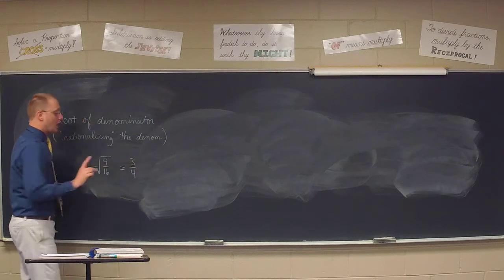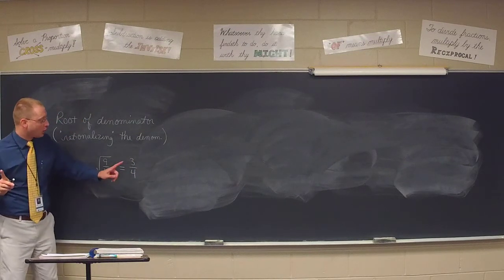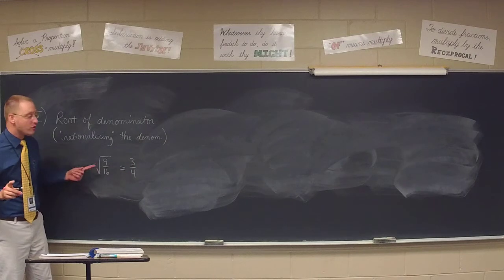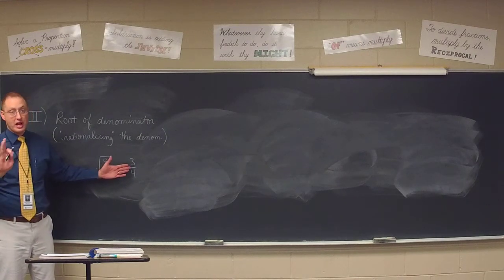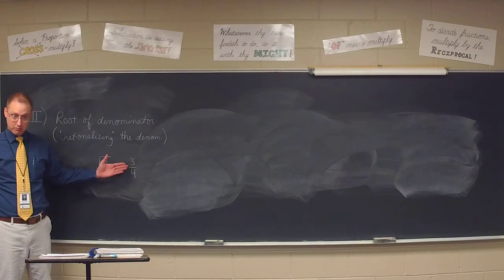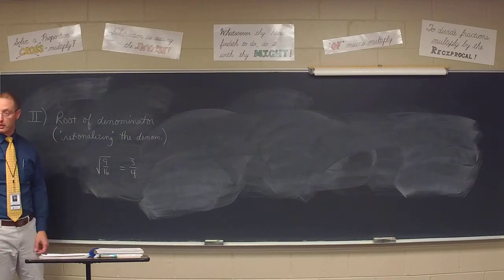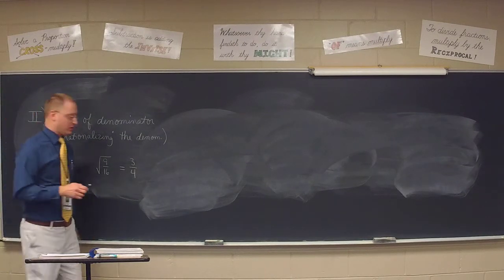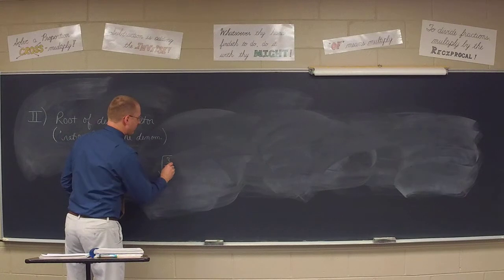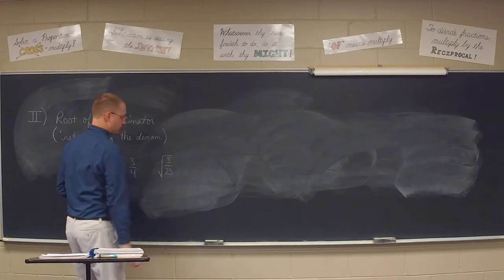3 over 4. Do you notice, class, that I no longer have a denominator in the radical? The denominator is still there, but it's not in a radical anymore. Do you see that? I've rationalized the denominator. Seem pretty easy? Look, write this example down. The square root of 3/25.